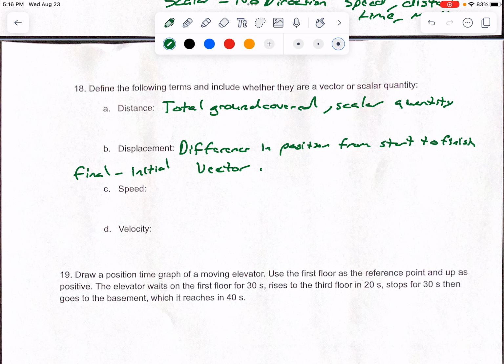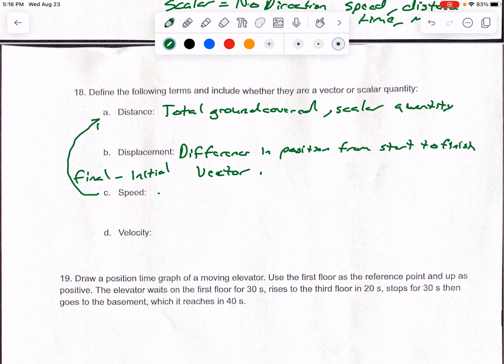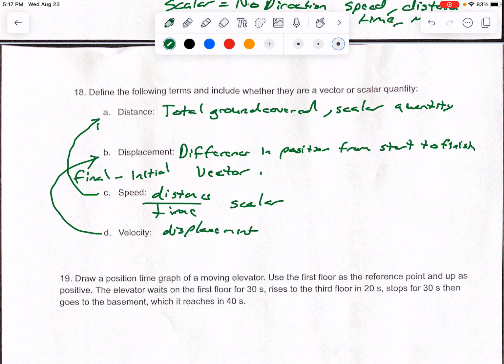Now speed. Since speed uses distance, that is distance over time. That is definitely going to be a scalar quantity, because if distance is scalar and speed uses distance, speed has to be scalar. Now velocity is going to use displacement, so that is your displacement over time. And if displacement is a vector, that means velocity has to be a vector as well.